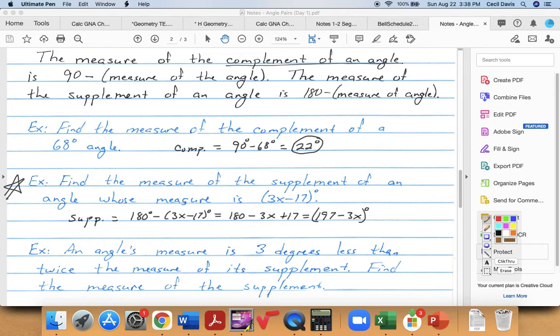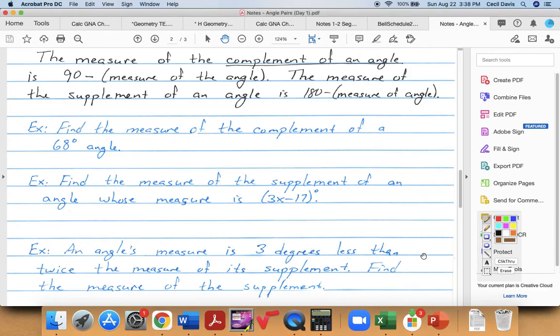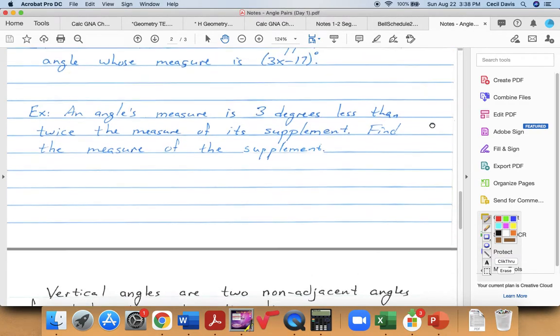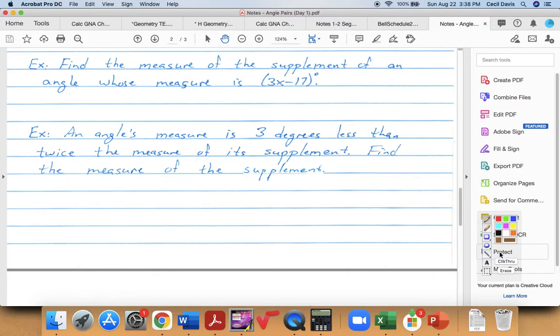Okay, again, I promise you, there'll be one like that on the homework. There will be one like that on the quiz. And some of you, unfortunately, will likely miss it because you will have forgotten this by then. Now, this idea can also help us when we're doing word problems. So take this one, for example. An angle's measure is 3 less than twice the measure of its supplement. Find the measure of the supplement.